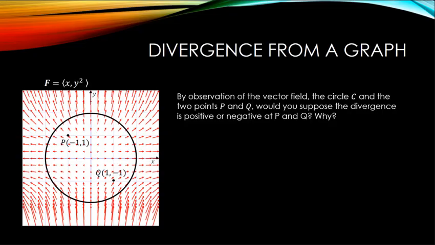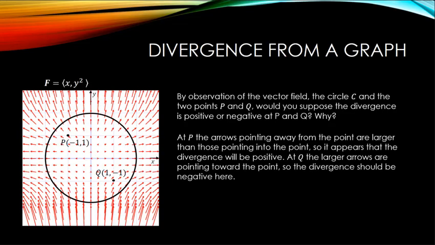I'm going to first look at my point P, and what I notice is that the arrows pointing away from this point are larger in magnitude than the arrows pointing in toward that point, so it would appear that at P the divergence will be positive because it's positive for an outward bound flux. At the point Q, the larger magnitude arrows are pointing toward the point, so my divergence would be negative here. This is through observing my graph.